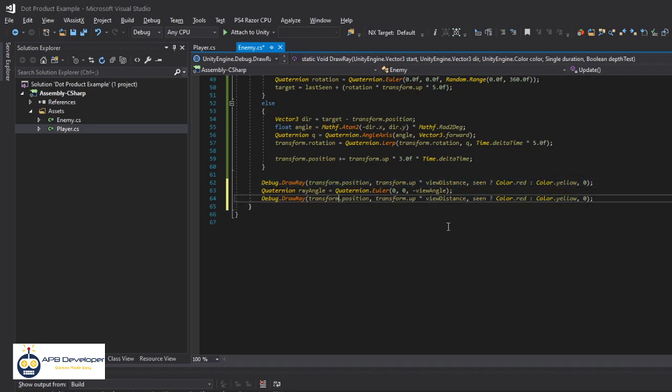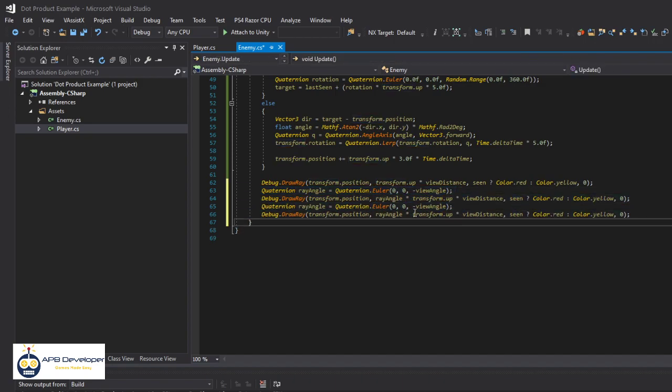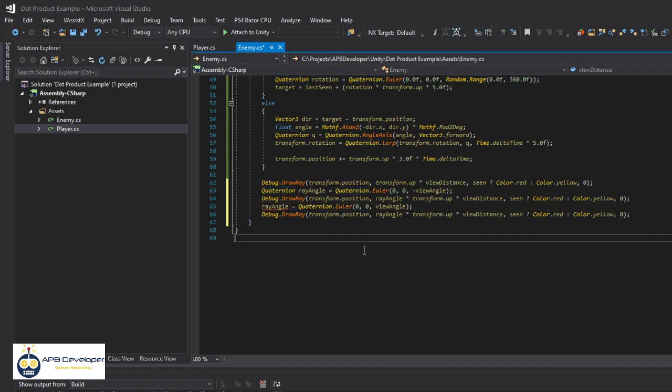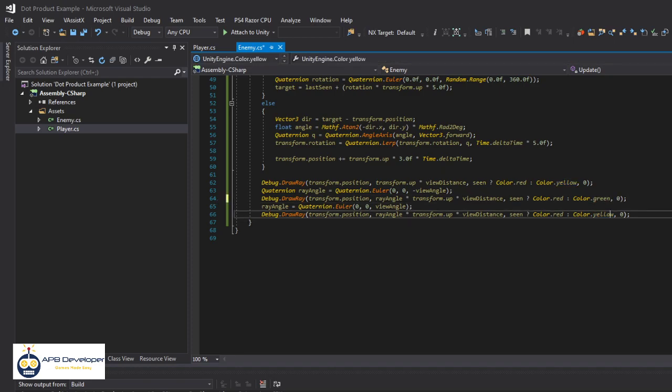And then what we'll do is we'll draw a new ray. We just need to multiply the other angle, and that's to the left, and we'll do one to the positive as well. So hopefully what we'll now see, I'll colour them green just so you can see the two-ray cone.